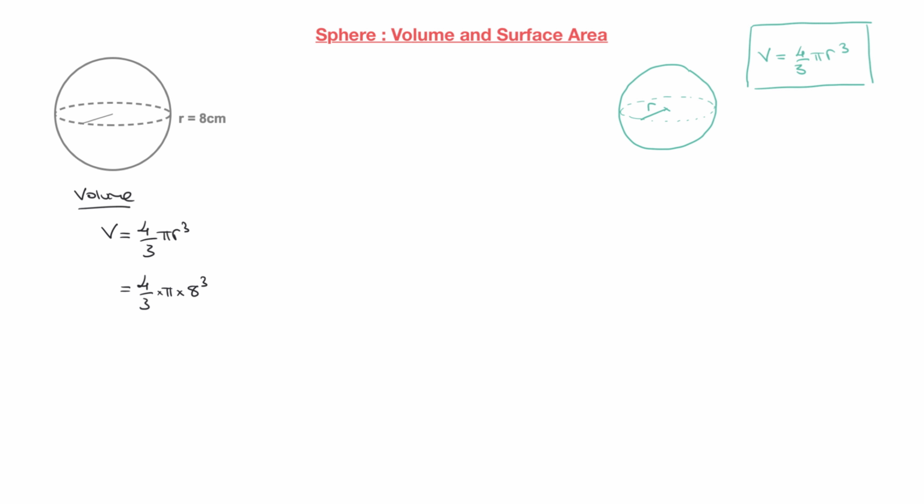Of course, if you have access to a calculator, you could just type all of this into it and get the answer directly. But let's say for a second that we're asked to write our answer in terms of pi, or we're asked to write the exact volume. In which case, we'd have to start by calculating this 8 cubed, and you can go ahead and check, but 8 cubed is equal to 512. So this is equal to 4/3 times pi times 512.